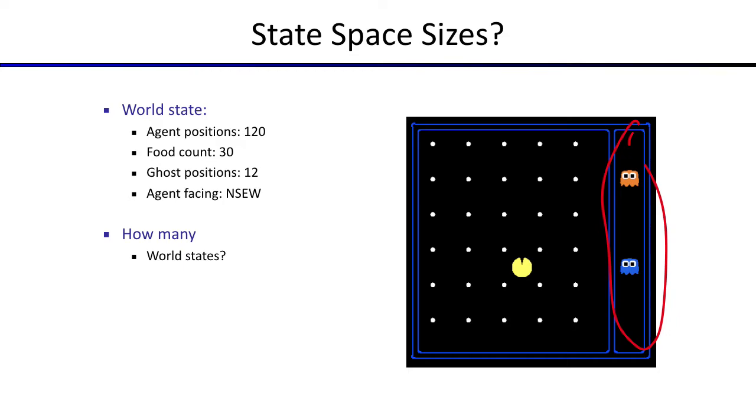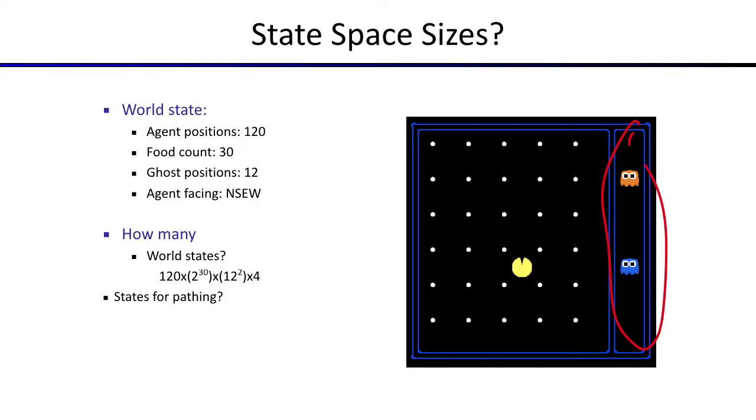So there are going to be positions for every combination of an agent position, all of the different configurations of which food have been eaten, so that's 2 to the 30. And then there are 2 ghosts that could be in 12 positions, so 12 squared times 4. That's a big number.